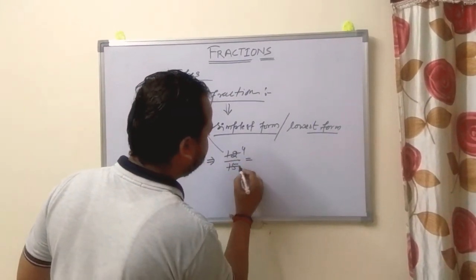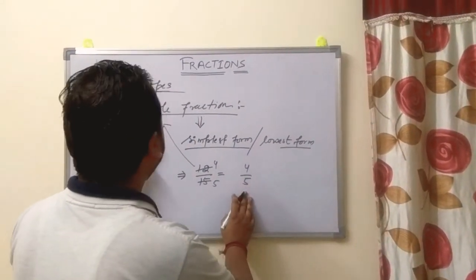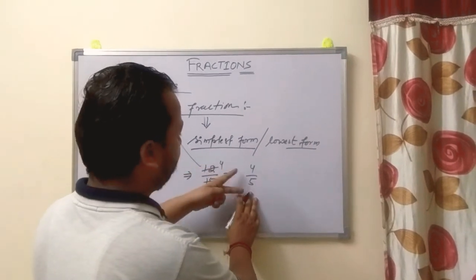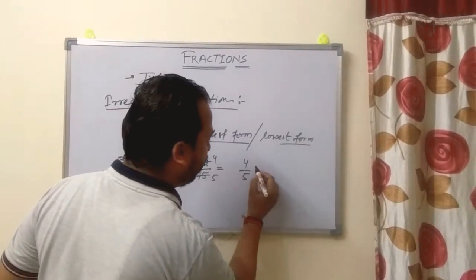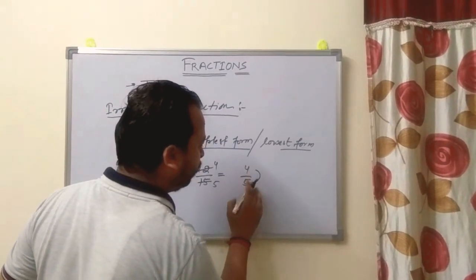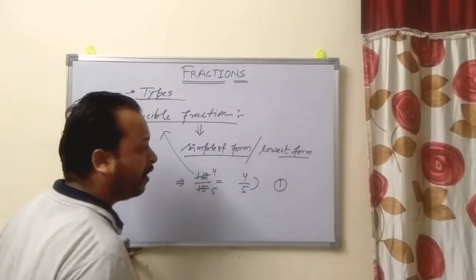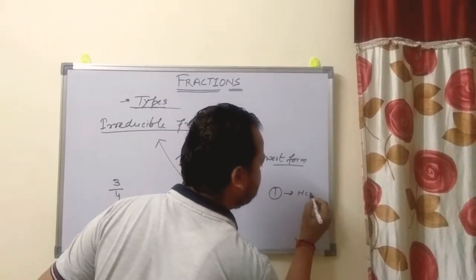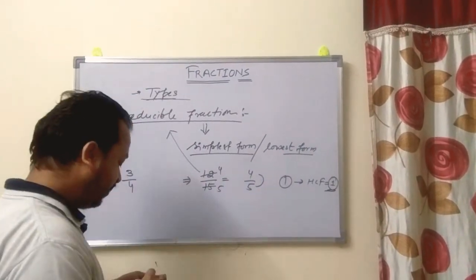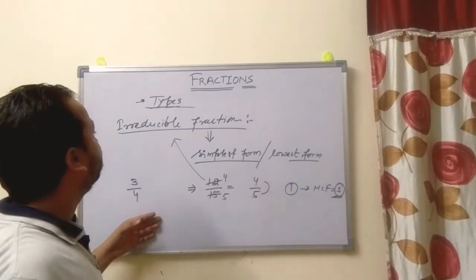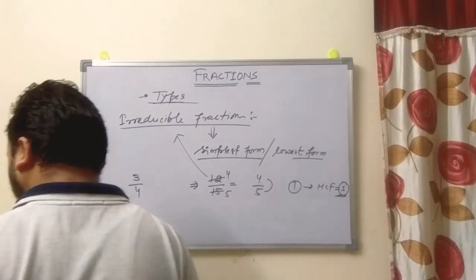3 4s are 12, 3 5s are 15. So 4 by 5 is an irreducible fraction, means which cannot be reduced more, or in both numerator and denominator the common part is only 1, or HCF is only 1. So these are the types of fractions. So come to comparison of fraction.